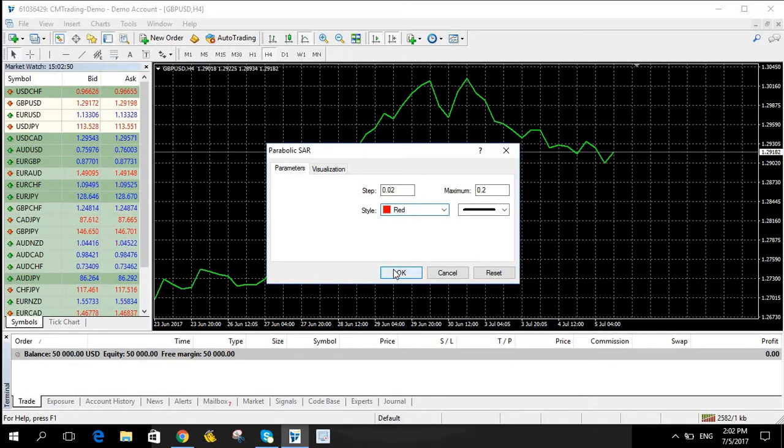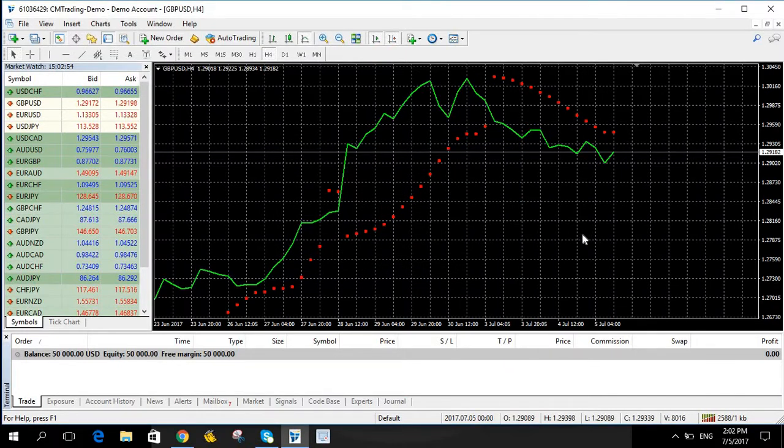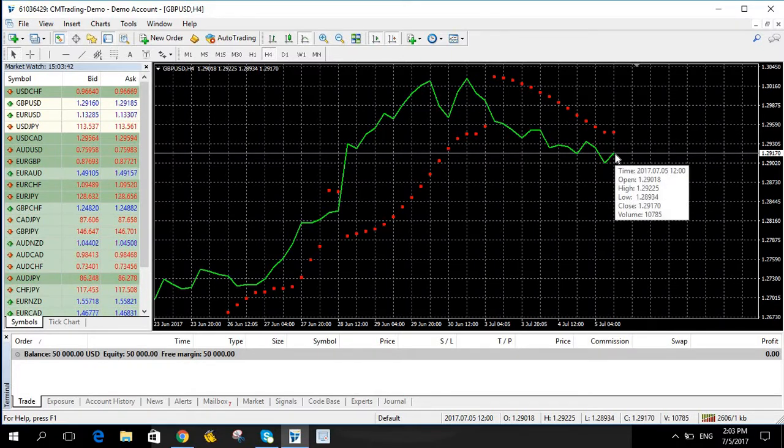All right, so here we are. If we look at the parabolic SAR, the dots are above the trend, showing that there is a sell momentum. There is more strength in the sell. And many times when you see the dots forming in this way, you'll find out that this dot is coming just after this. It means that there is more sell strength. So it will be selling more.